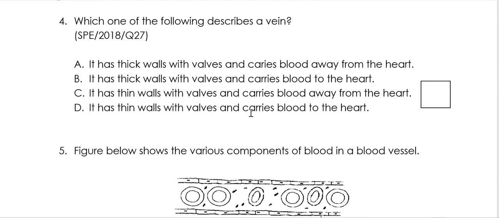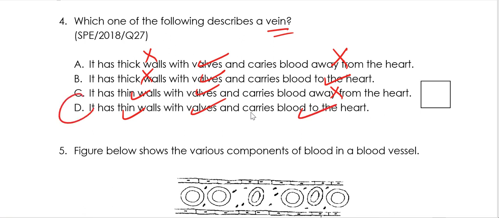Which one of the following describes a vein? So again, your vein. Thick walls? Nope. Thin walls? Yes. With valves? Yes. Carries blood away from the heart? No. To the heart? Yes. We can see that D has all of the correct info, so the answer is D.